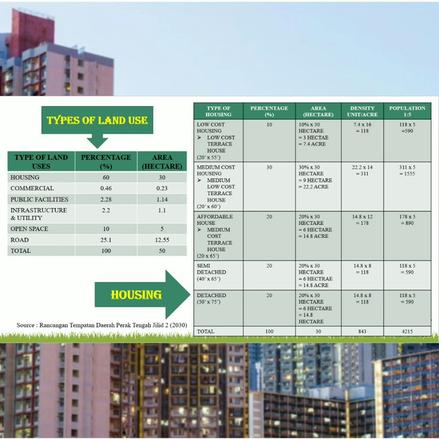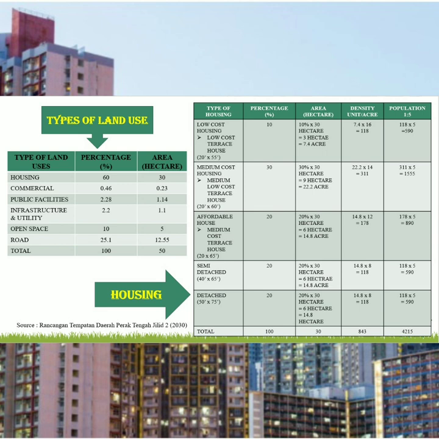1,555 of the population. The percentage for affordable house is 20%, which takes 6 hectares from the total area and can place 890 of the population. The percentage for semi-detached house is 20%, which takes 6 hectares from the total area and can place 590 of the population. The percentage for detached house is 20%, which takes 6 hectares from the total area and can place 590 of the population.